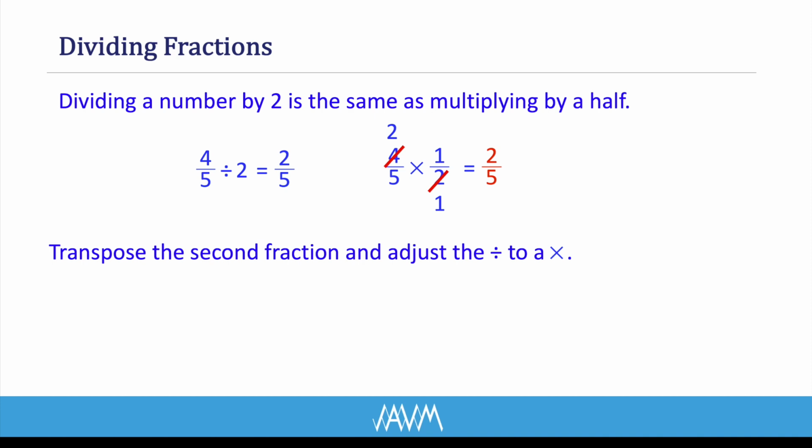So how do we divide fractions? We transpose the second fraction and adjust the division sign to a times sign, and then carry out the multiplication. For example, 1/6 divided by 1/2 becomes 1/6 times 2 over 1. So we've transposed the 1 over 2 into 2 over 1 and changed the sign from divides to times. And this, on multiplying, becomes 1/3.